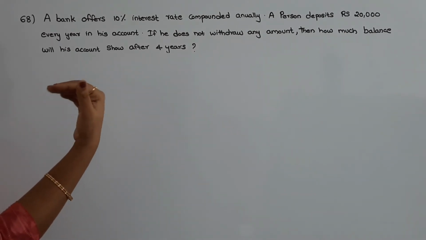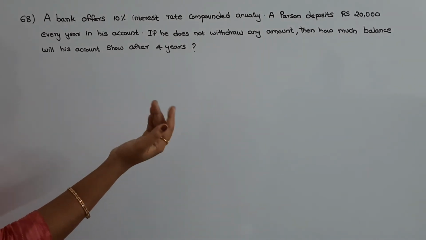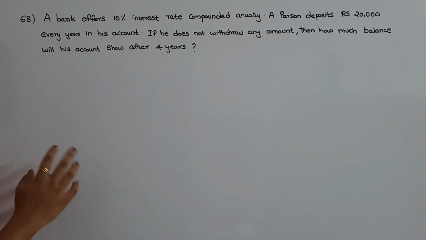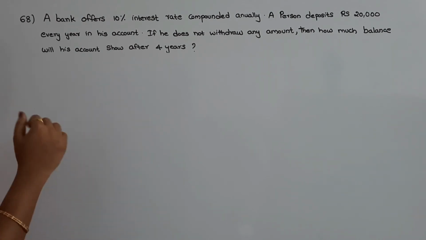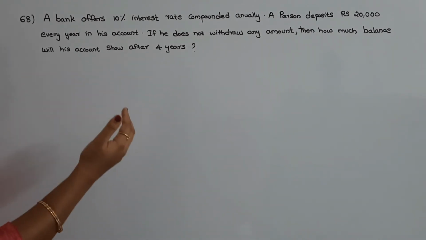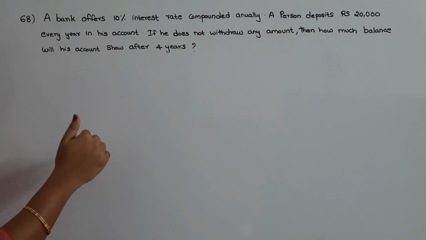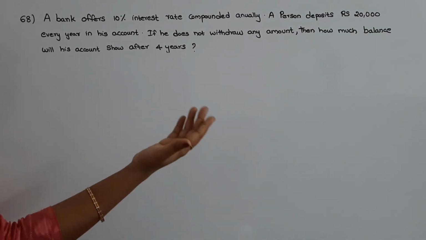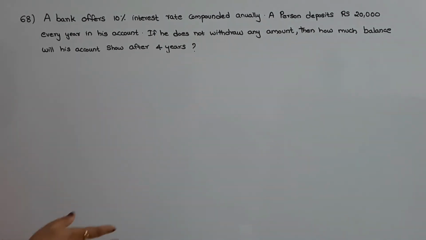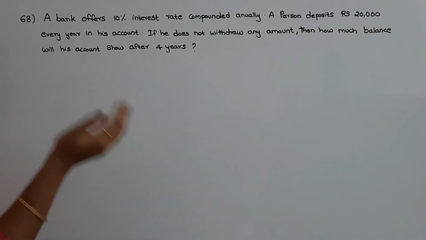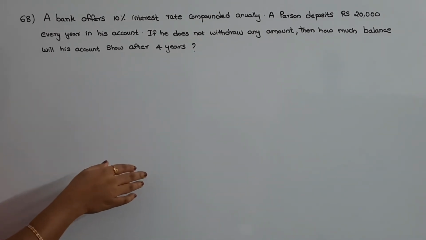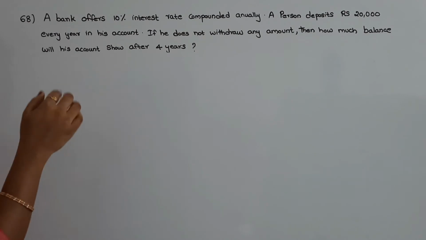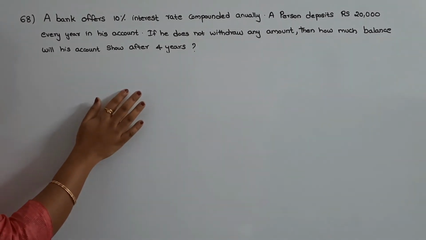Then what will be his total amount after the 4 years? For a usual question, it will be like this, that a person deposits money in the first year, then we need to find out what is the amount after 4 years. But in this question, the person is depositing money every year up to 4 years.